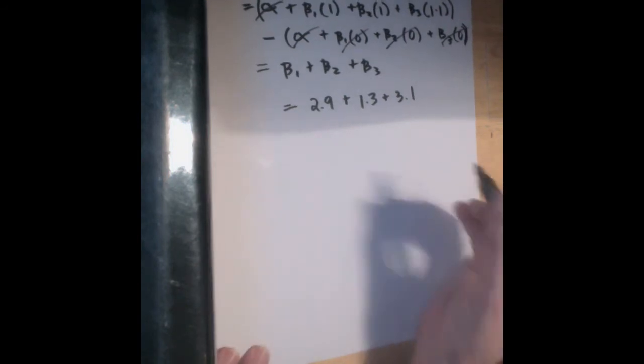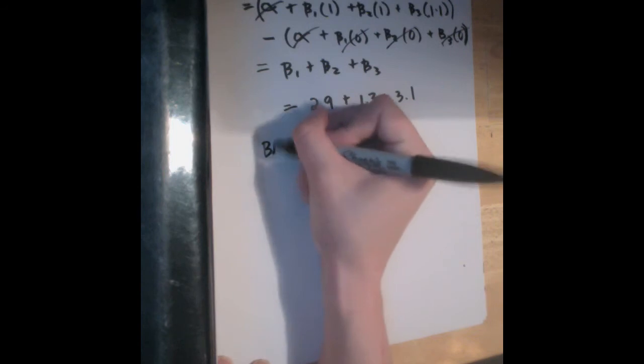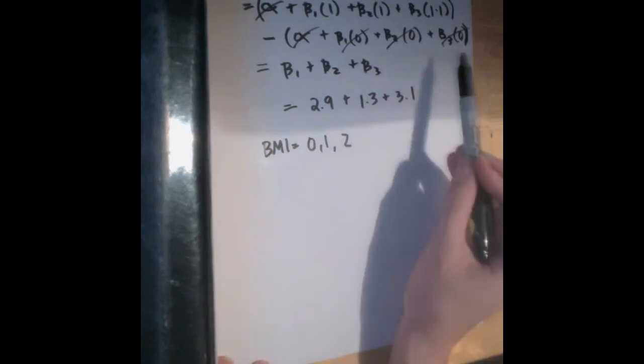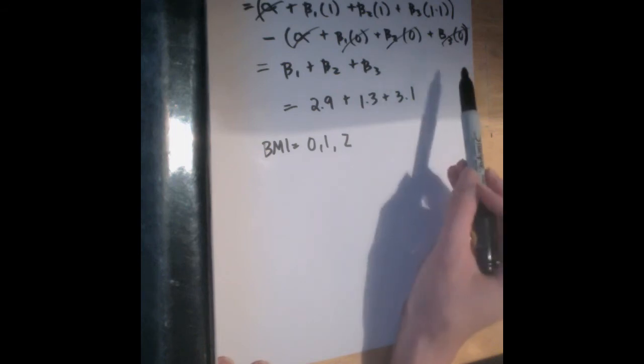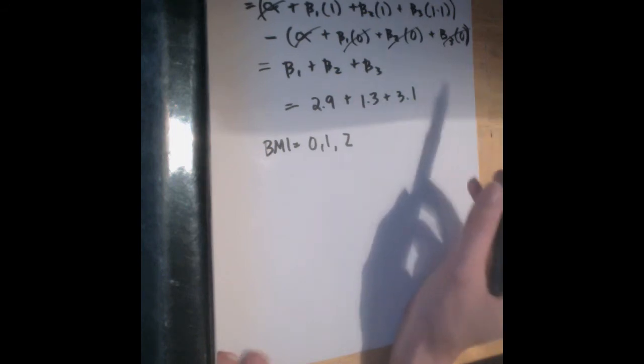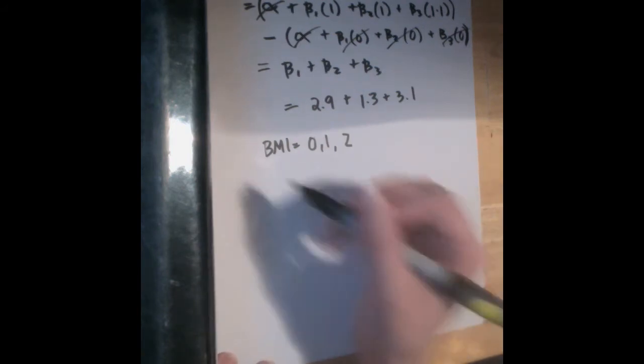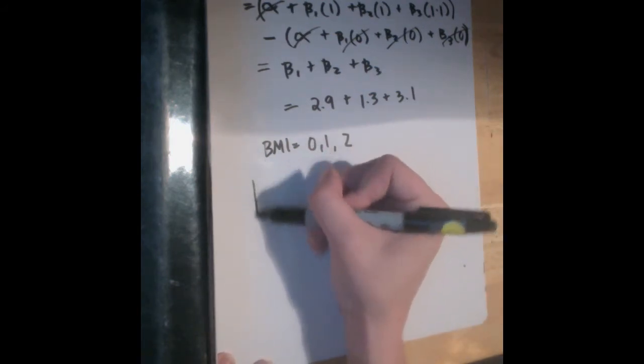So you have like 3 levels of BMI. One thing you can do is set BMI equals 0, 1, 2, and you can still do this algebra out, and it's actually pretty easy to do. The other thing you can do is set up dummy variables, and this is what we were talking about doing in class.